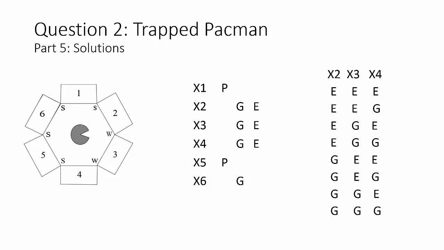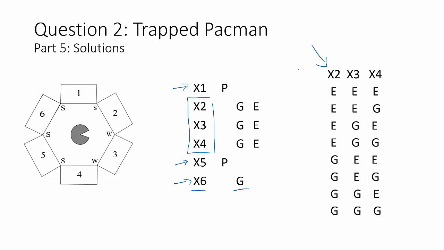In part 5, we're asked to think about the solutions to the CSP. We're given in the problem that g is assigned to x6. So we already know the values of x1, x5, and x6. The only three variables left to assign are x2, x3, and x4. There are 8 possible assignments to these variables shown here. Let's think about which of these we can throw out.